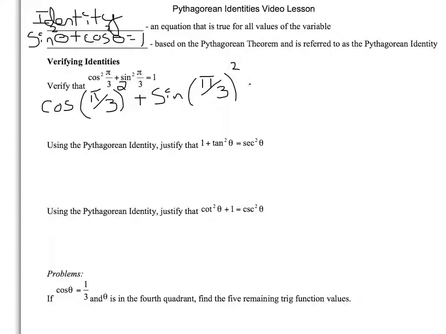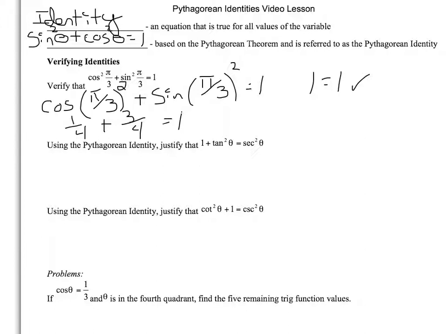parenthesis, squared. If you type the cos squared pi over 3 in your calculator, you get 1/4. Sine pi over 3 squared gives you 3/4. 1/4 plus 3/4 equals 1. So you showed that the equation is true.